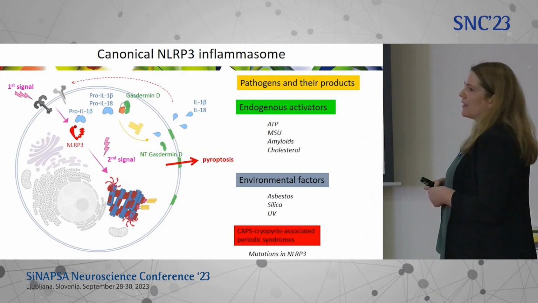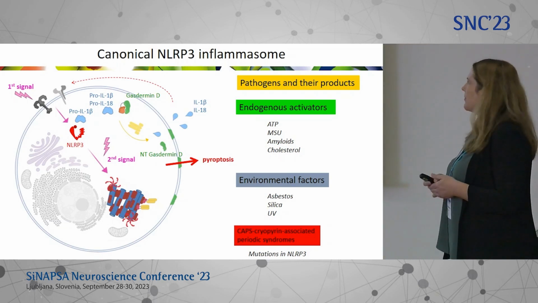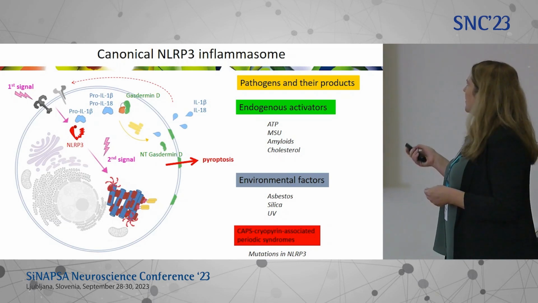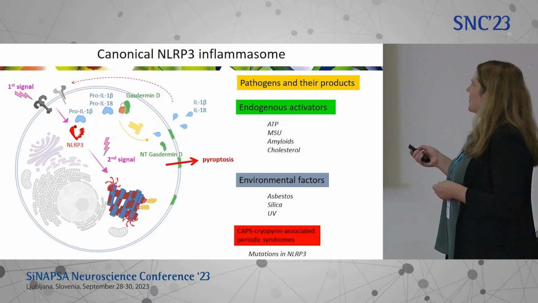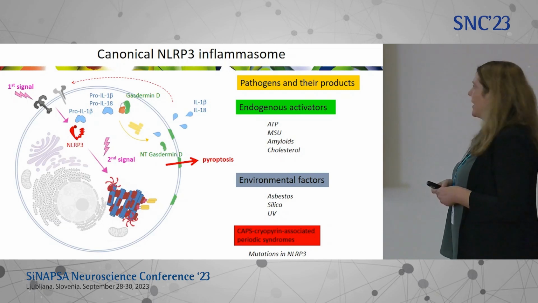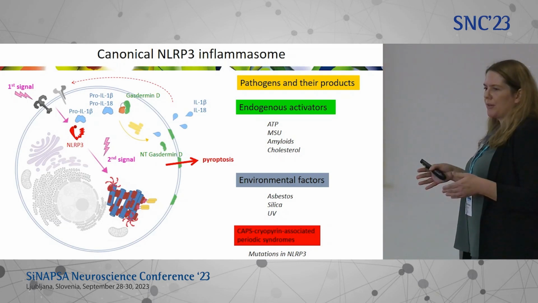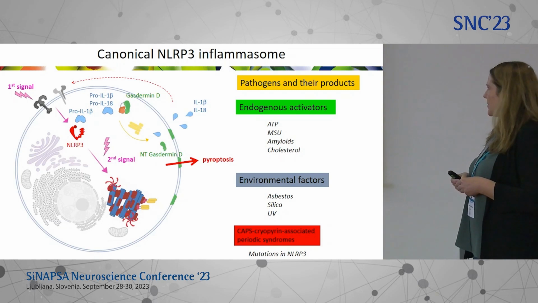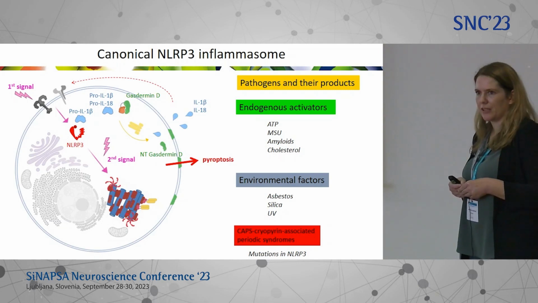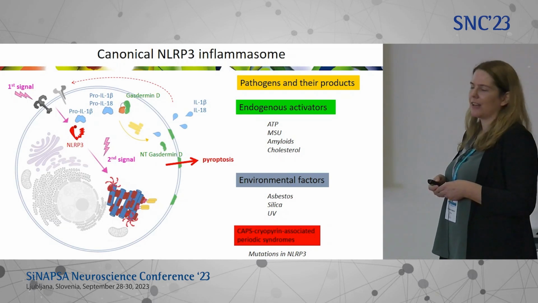My focus is particularly on the NLRP3 inflammasome, and this inflammasome is basically the most enigmatic. Why? There are many different things that can trigger it. It can be pathogens, as we would expect, but there are also many endogenous activators, and for this session, especially amyloids are the ones that are important. There are also environmental factors that activate it, such as asbestos and silica in asbestosis and silicosis. But even prior to knowing what inflammasomes are, it was already known that mutations in the gene encoding NLRP3 were causing autoinflammatory syndromes called CAPS, cryopyrin-associated periodic syndromes. Cryopyrin is another name for NLRP3.